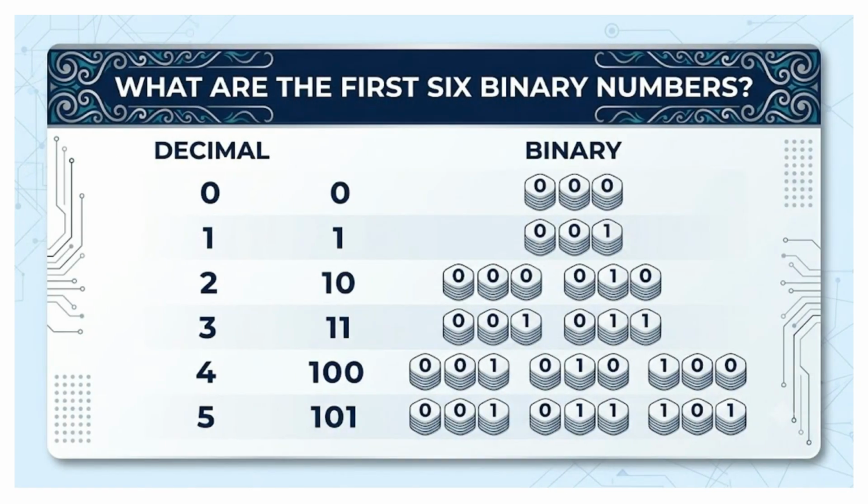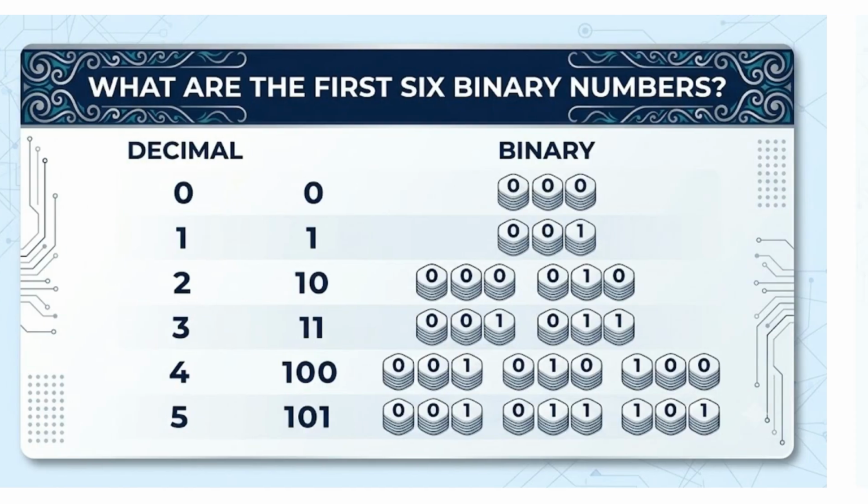Now that we understand why binary is called base 2, let's learn how to count in binary. On the left, you can see the familiar decimal numbers from 0 to 5. On the right are their binary equivalents. Decimal 0 is written as binary 0. Decimal 1 is written as binary 1. At this point, we have used both binary digits, 0 and 1. So when we count the next number, we cannot create a new digit. Instead, we move to a new place value. That is why decimal 2 becomes binary 10. Decimal 3 becomes 11. Next, decimal 4 becomes 100, and decimal 5 becomes 101.